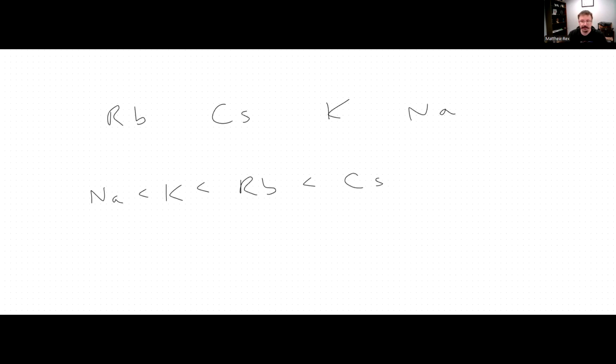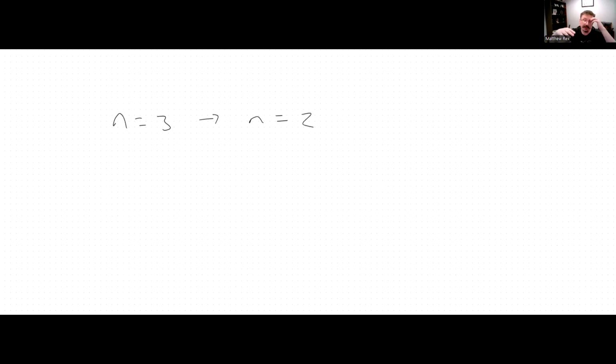And then lastly, how much energy would a photon released have if an electron in neon transitions from n = 3 to n = 2? So the electron is transitioning from a higher energy level to a lower one. It's going to lose energy because of that. It's going to release that energy in the form of a photon. How much energy is that photon going to have?